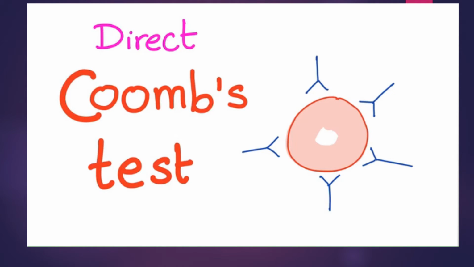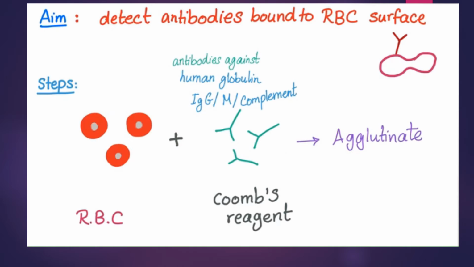We have been talking about autoimmune hemolytic anemia for a while. And you know there are two different types of immune hemolytic anemia. We have the warm subtype and the cold subtype. Direct Coombs test is diagnostic to both the warm and the cold subtypes. So let's get started. So what's our goal?